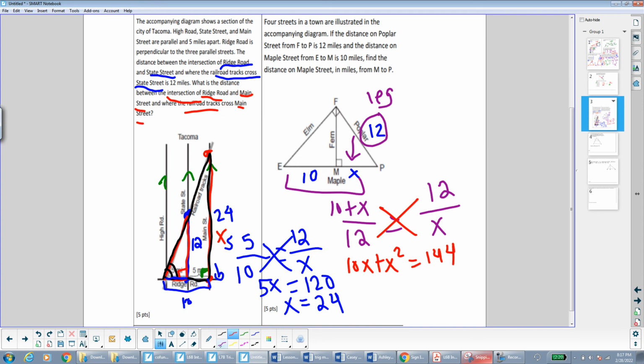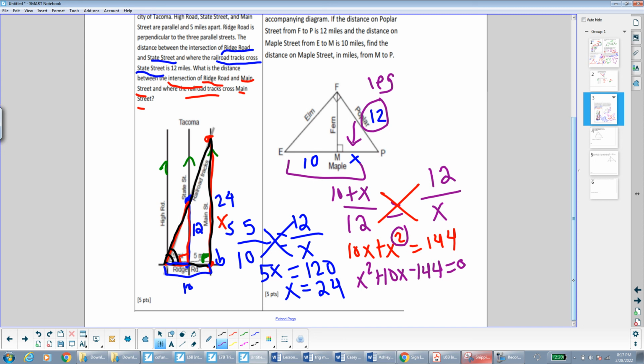We have a quadratic equation. The largest exponent is 2, so I want to get it equal to 0. I'm going to reorder it a bit. I'm going to put the x squared first, and then the 10x. And I'm going to subtract 144 from both sides to get my equation equal to 0.